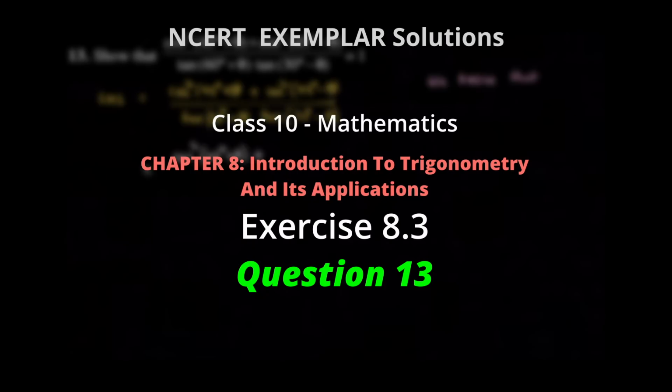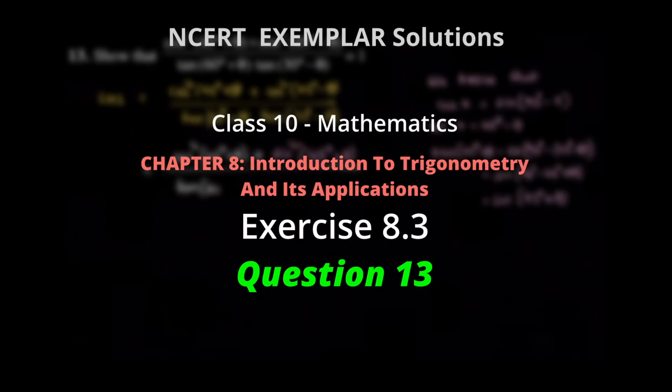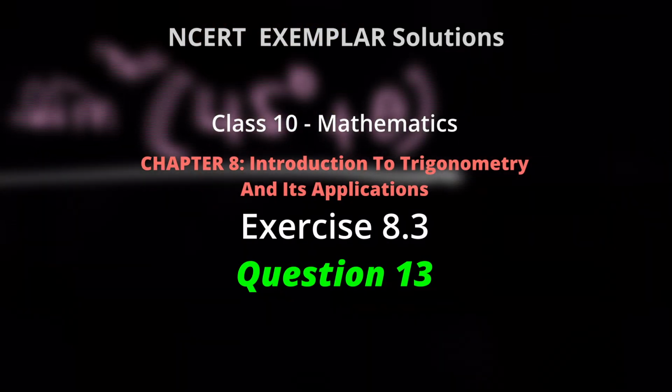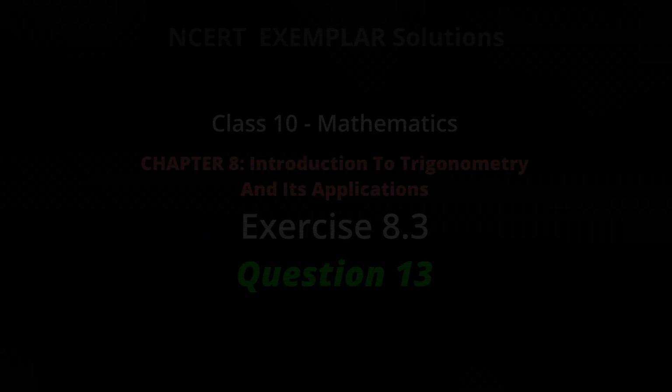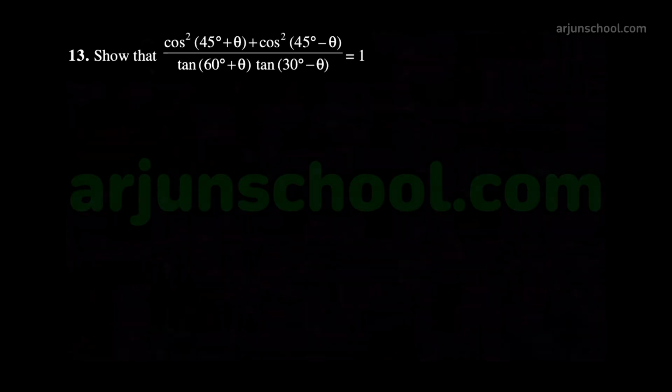NCERT Exemplar Solutions, Class 10, Maths, Chapter 8, Exercise 8.3, Question number 13. Show that (cos² (45° + θ) + cos² (45° − θ)) / (tan (60° + θ) tan (30° − θ)) is equal to 1.